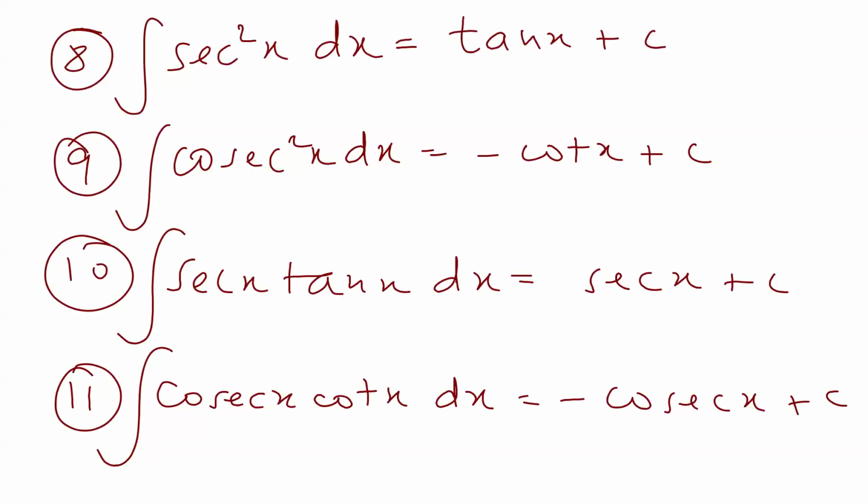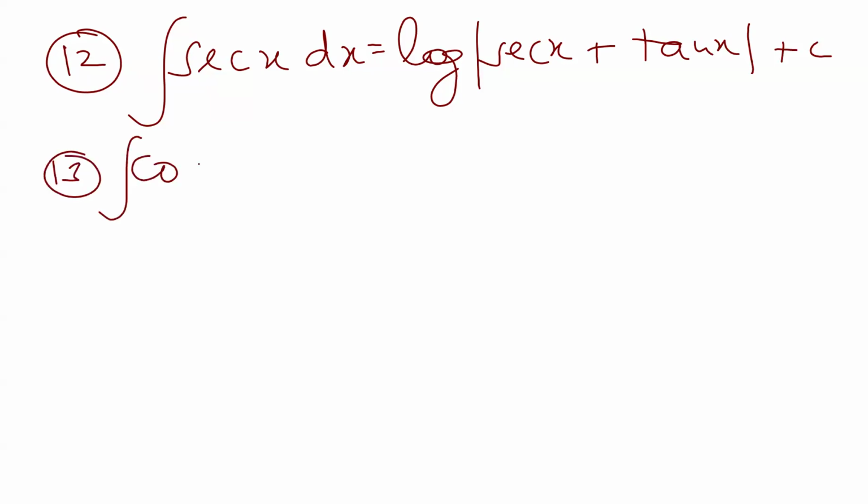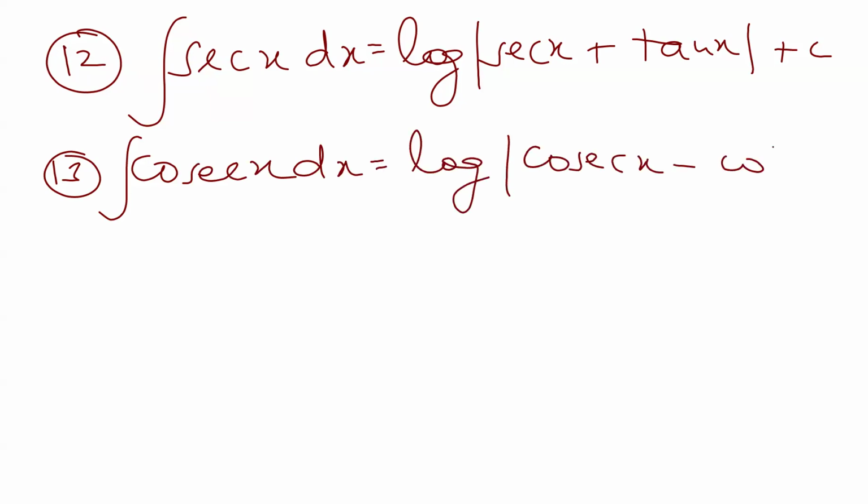Fine. So formula number 12, integration of sec x dx is log mod sec x plus tan x plus c. Integration of cosec x dx is log mod cosec x minus cot x plus c.